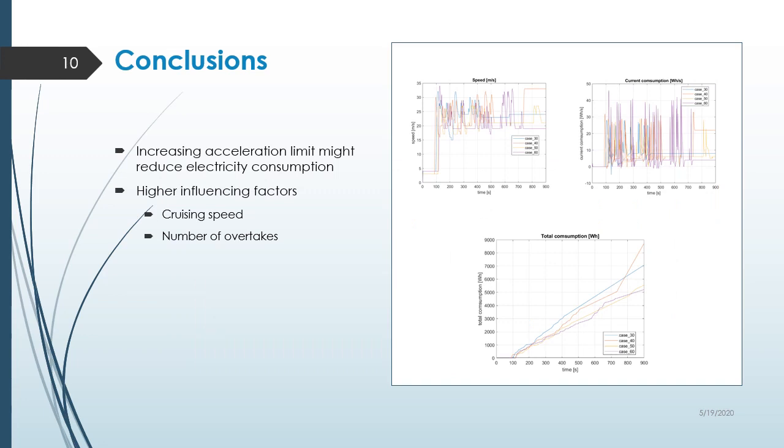As a conclusion, increasing the acceleration limit might reduce energy consumption. It results in higher acceleration peaks, but these peaks occur for a shorter period of time, so the cruising speed is attained much earlier. The overall consumption was influenced more by the cruising speed and by the number of overtakes on the route.